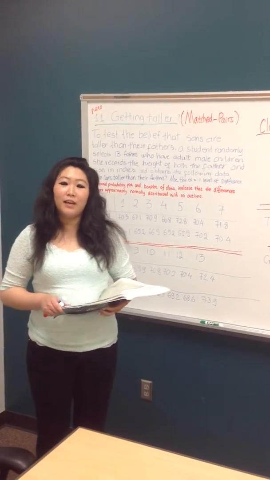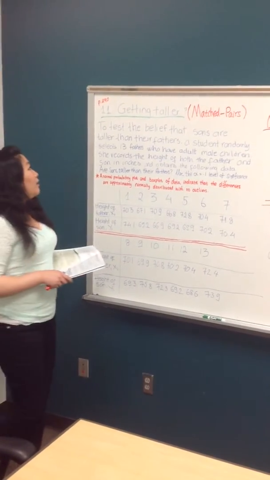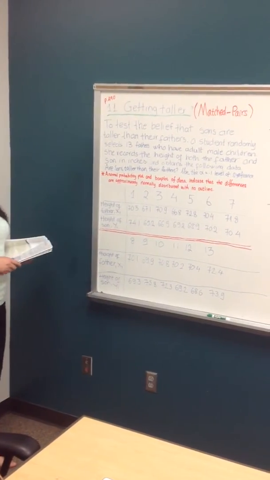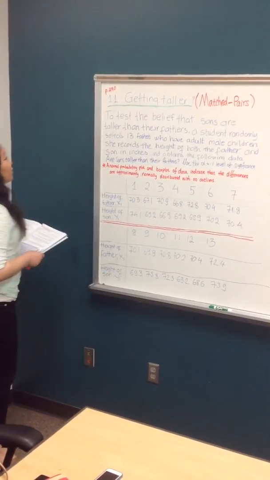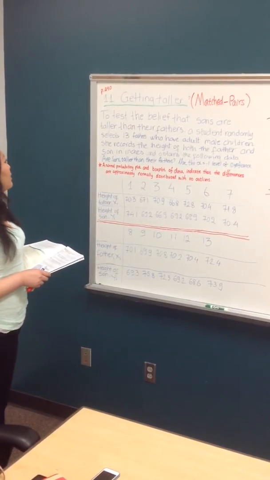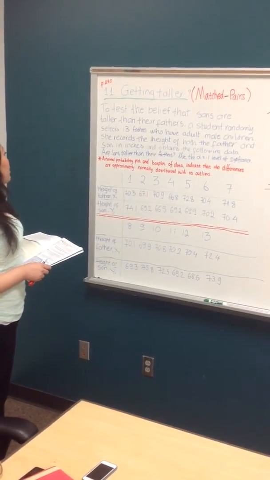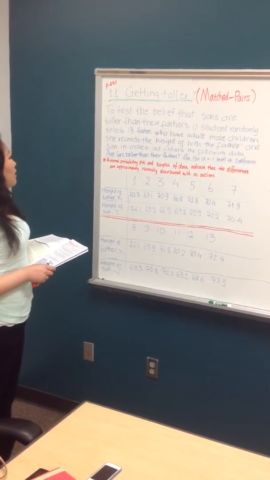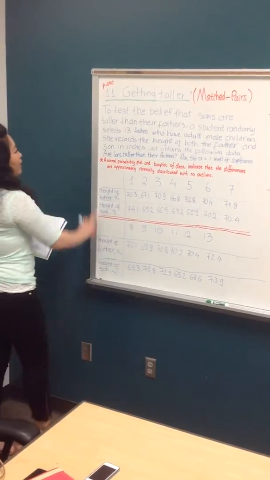Today I'll show you guys how to test a hypothesis on matched pair data. I chose a question from the book on page 490. It's question number 11. It says, to test the belief that sons are taller than their fathers, a student randomly selects 13 fathers who have adult male children. She records the heights of both fathers and sons in inches, in this data right here.